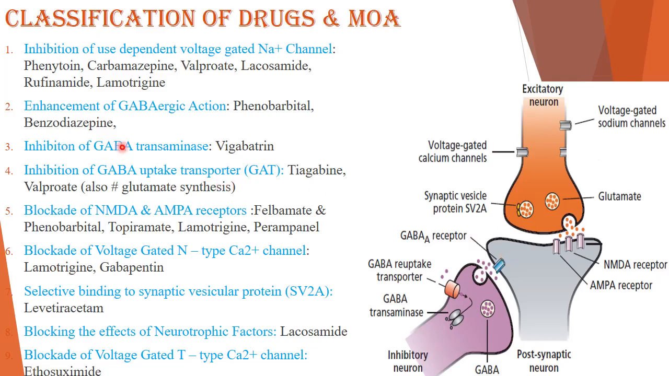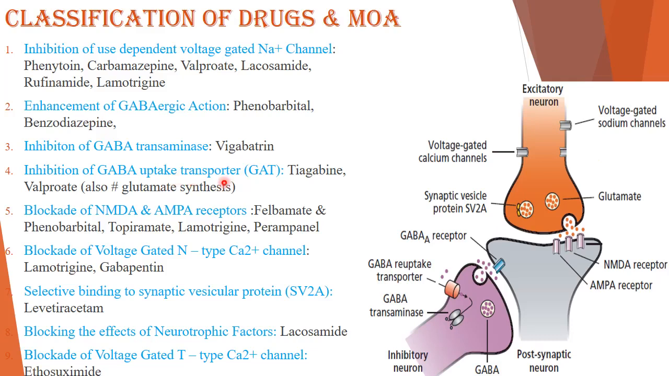Next one is the inhibition of GABA transaminase. Whatever GABA is released from the presynaptic GABAergic neuron, this GABA transaminase can cause the metabolism. That means less GABA will be available here. So this drug will block this GABA transaminase. Okay, no metabolism of GABA. A huge quantity of GABA will be available for binding with the GABA receptor.